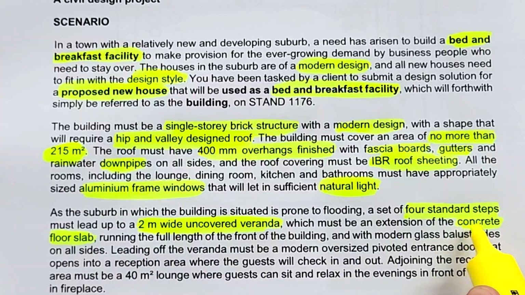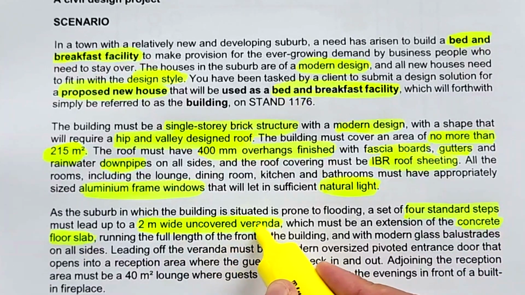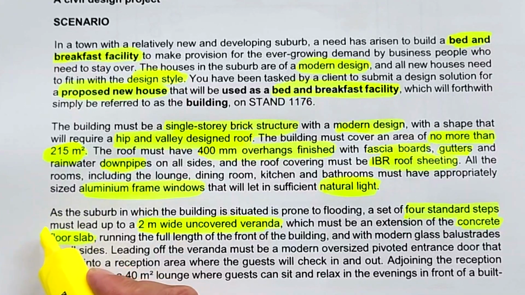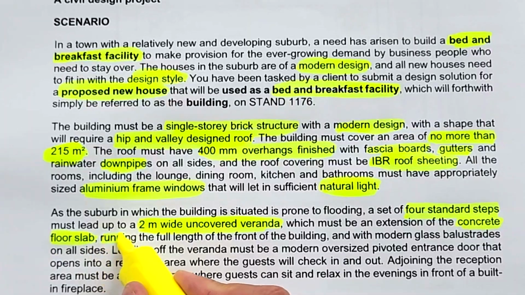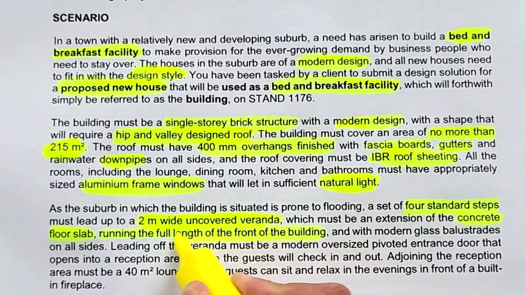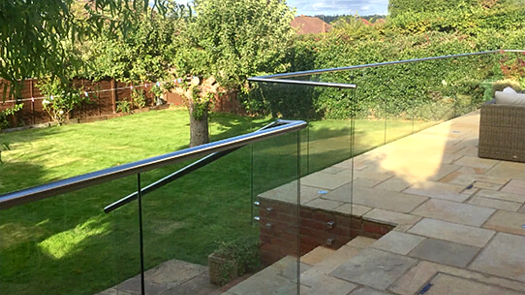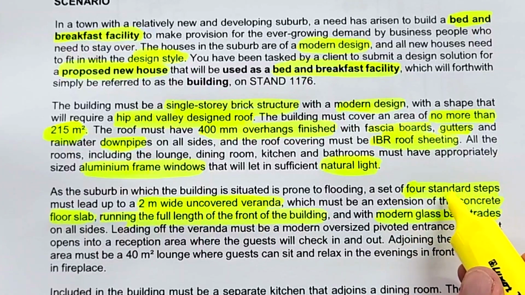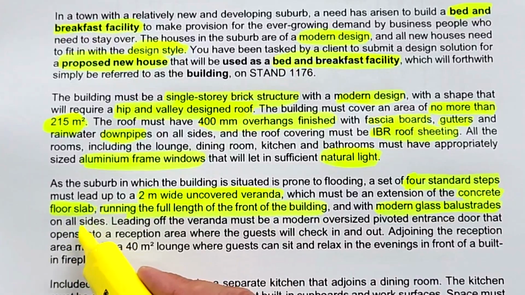So what it's actually saying is that this floor slab must be the same height on the inside as on the outside where the veranda is. So it's going to be a level surface between walking from the inside of the house to the outside onto the veranda. Then that veranda needs to run the full length of the front of the building with a modern glass balustrade that keeps people from falling off. Remember, that's 4 standard steps, so you're about half a meter above the natural ground level, and therefore you need a balustrade. And that balustrade must be on all sides.